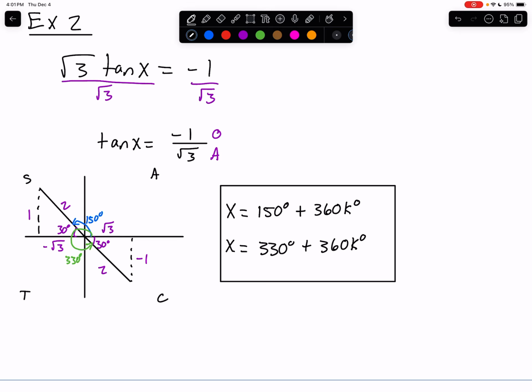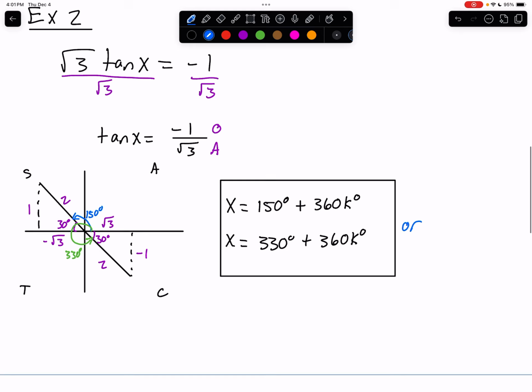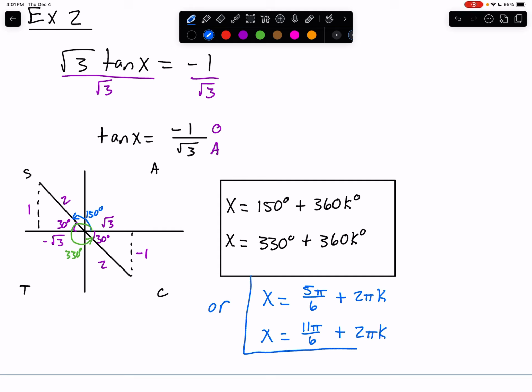Let me write what the answer would be in radians. 150 degrees, if you converted that to radians, is going to be 5 pi over 6, plus, instead of 360k, I'm going to put 2 pi k. If you converted 330 to radians, that's going to be 11 pi over 6, so then plus 2 pi k. Okay, that would be your solution in radians.